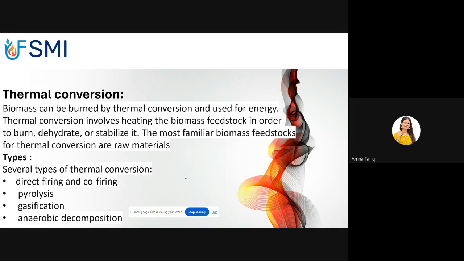Okay, so thermal conversion. Biomass can be burned by thermal conversion and used for energy. Thermal conversion involves heating the biomass feedstock in order to burn it. The most familiar biomass feedstock for thermal conversion is raw materials. There are several types of thermal conversion. Number one, direct firing and co-firing. Number two, pyrolysis. Number three, gasification. Number four, anaerobic decomposition.